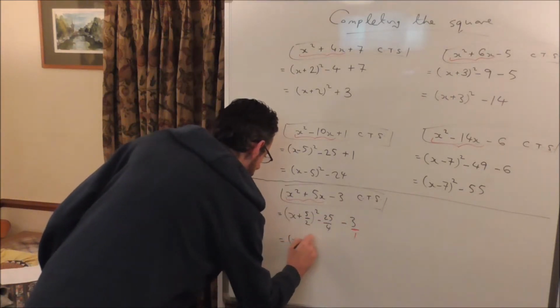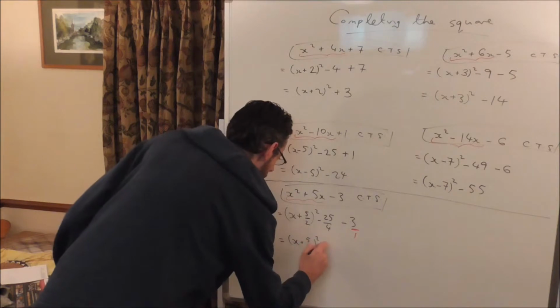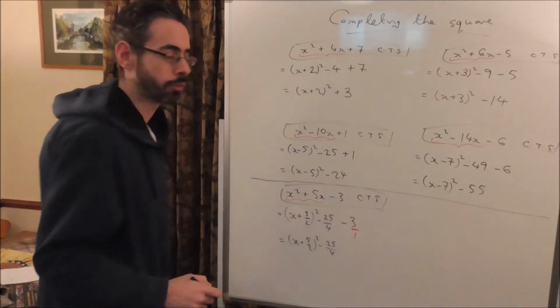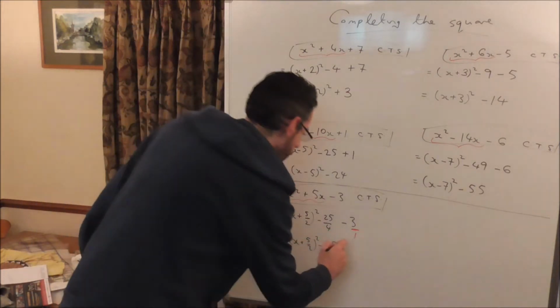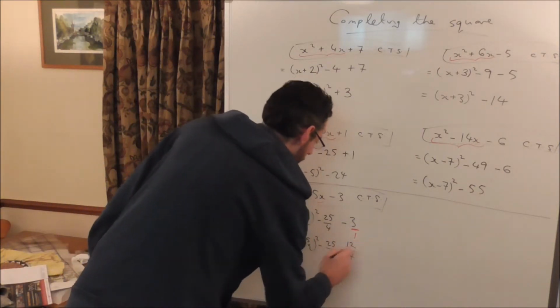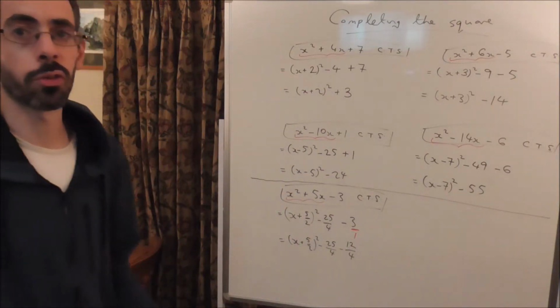So that'll be x plus 5 over 2 squared. I'm just copying everything out, minus 25 over 4. And I'll just multiply top and bottom by 4. So 1 times 4 is 4. 3 times 4 is 12. So 3, or 3 over 1, is the same as 12 over 4.